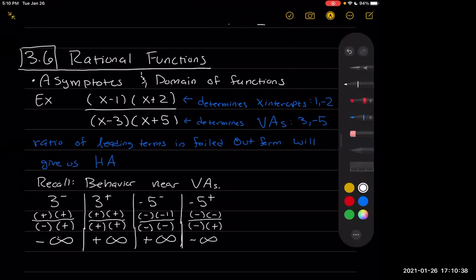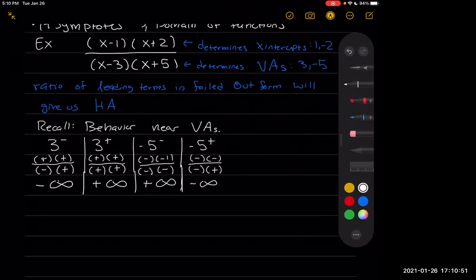I saw in the homework, a lot of people were just kind of looking at it coming from one direction, not both. Or they were just looking at the end behavior and kind of guessing with their vertical asymptotes. So doing a table like this is very important.